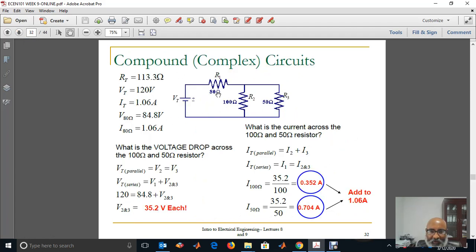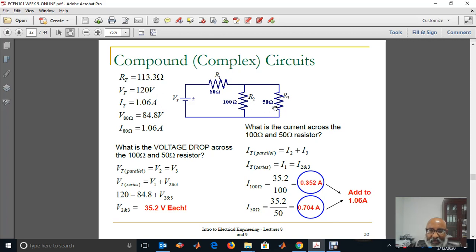Now, let's have a little bit more advanced circuit, and let's try to find the total current and the total resistance. In this circuit, I have a series and parallel combination. The 100 ohm is in parallel with the 50 ohm. So the total resistance of the circuit is the 100 ohm in parallel with 50, in series with 80. So first we calculate the parallel combination resistance of the 100 and the 50.